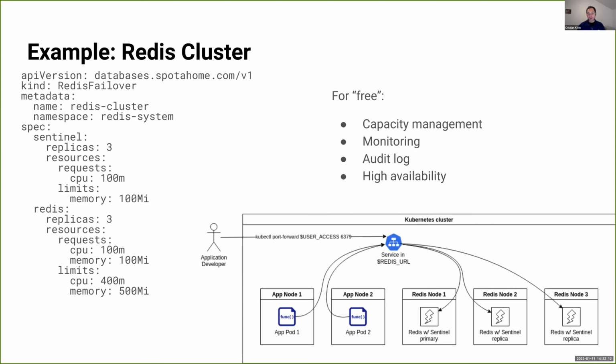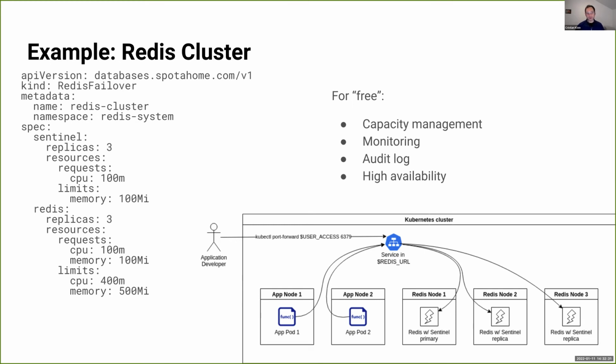And you can do the same thing also for Redis. So there are quite a few good operators out there. We're using one that is from a company called Spot-A-Home. And so if you want to run Redis in a highly available manner, you need to configure it with Sentinels, and you need to have at least 3 replicas.